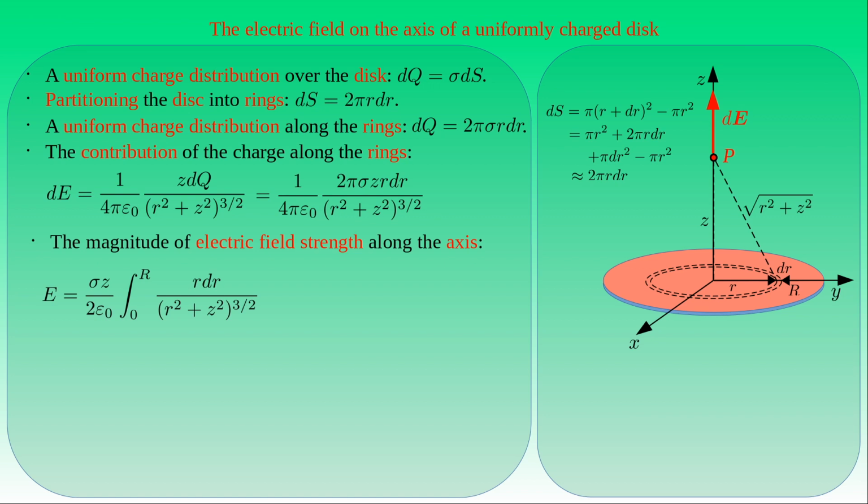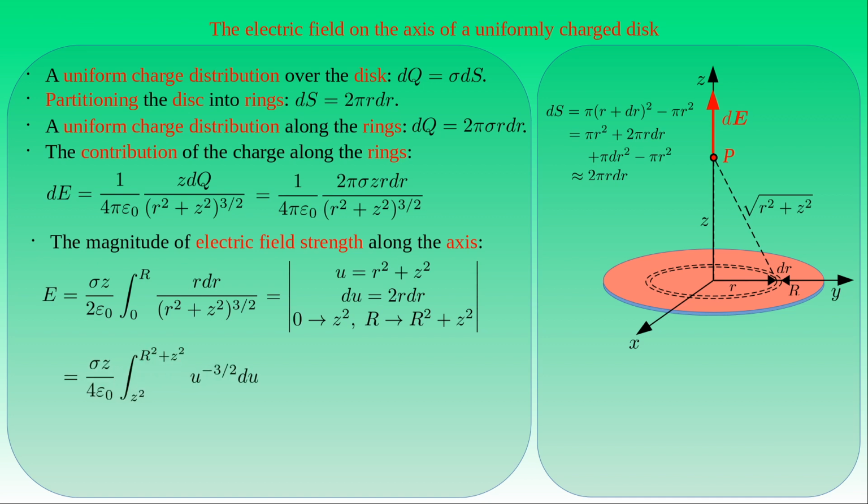We can change the variable of the integration by introducing the variable u for the expression r squared plus z squared, where the differential du is given by 2 times r times dr. The lower limit of the integration becomes z squared, and its upper limit will be the square of capital R plus z squared. As a result, we have sigma times z over 4 times epsilon naught, times the integral of u to minus 3 over 2 with respect to u from z squared to the square of capital R plus z squared. By performing the integration, we obtain sigma times z over 4 times epsilon naught, times the primitive function u to minus half divided by minus half, which we evaluate at the upper limit of the square of capital R plus z squared and at the lower limit z squared.